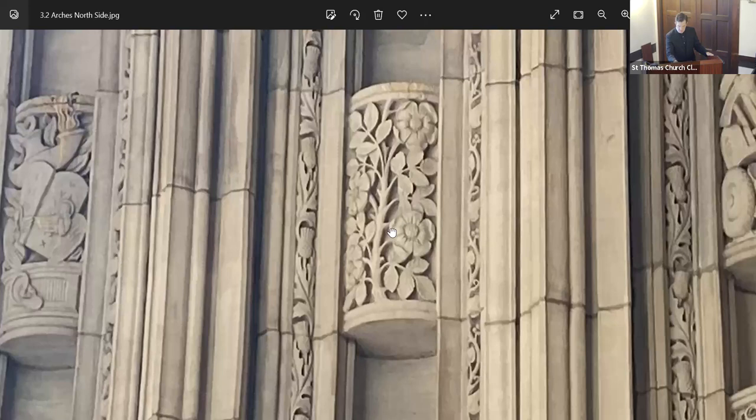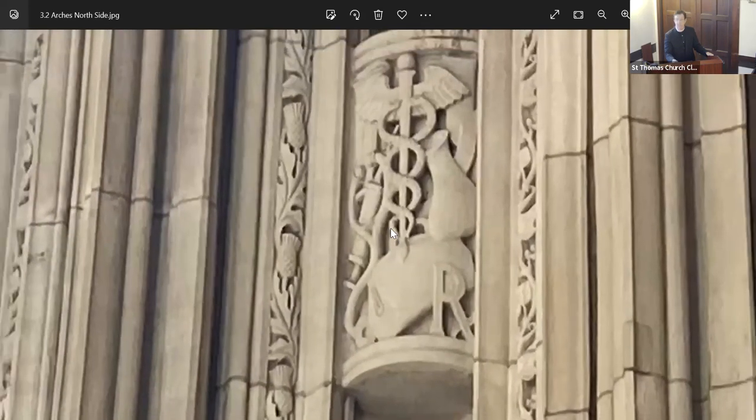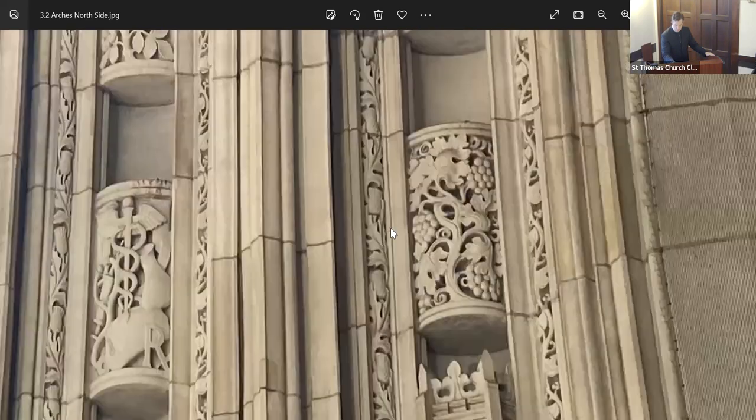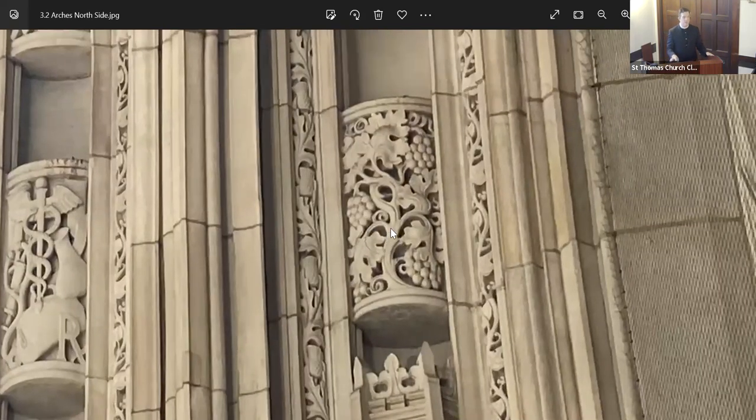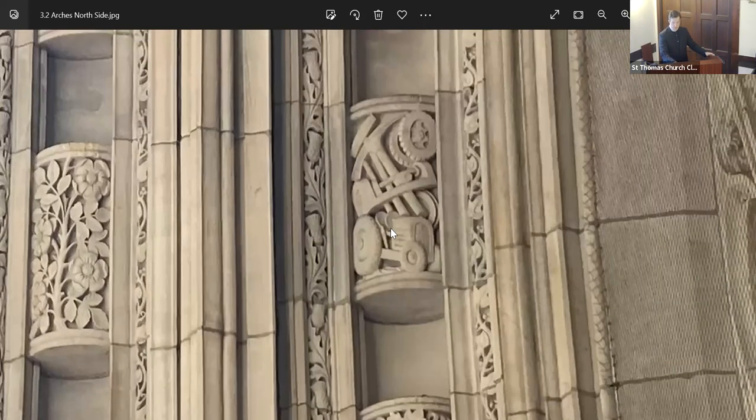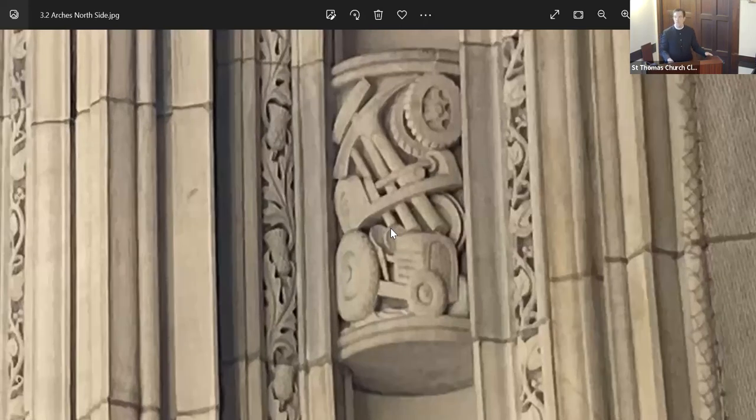You move down and here are the roses. And then here, which we looked at before, here's medicine, right? Now, the final row, we might as well start over here. Again, it alternates with the plants and symbolizing various things. Here are your grapes and your vines. And this is various vocations. This one is very appropriate for the parade that happened yesterday. Labor, exactly. Here we have labor.